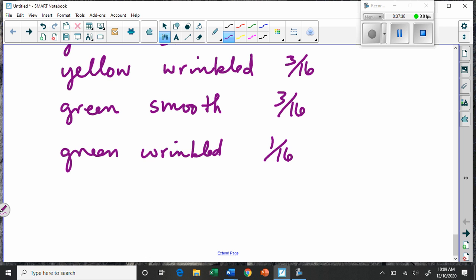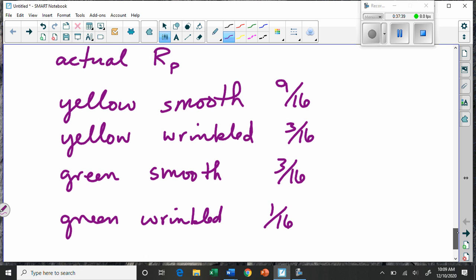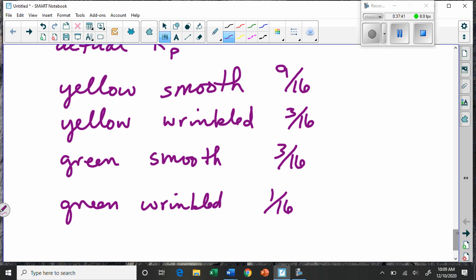So I have to add up all these ones that go together. So we have 9, 3, 3, and 1. That means that if we have 5,000 seeds produced from this cross, for 9 out of 16, or that ratio, we can expect to be yellow and smooth. We can expect 3 out of 16 to be yellow and wrinkled, 3 out of 16 to be green and smooth, and 1 out of 16 to be green and wrinkled.